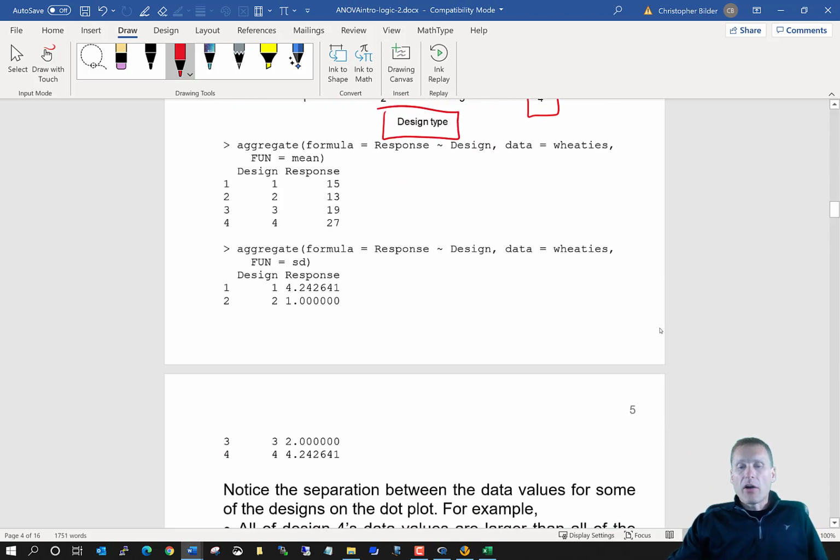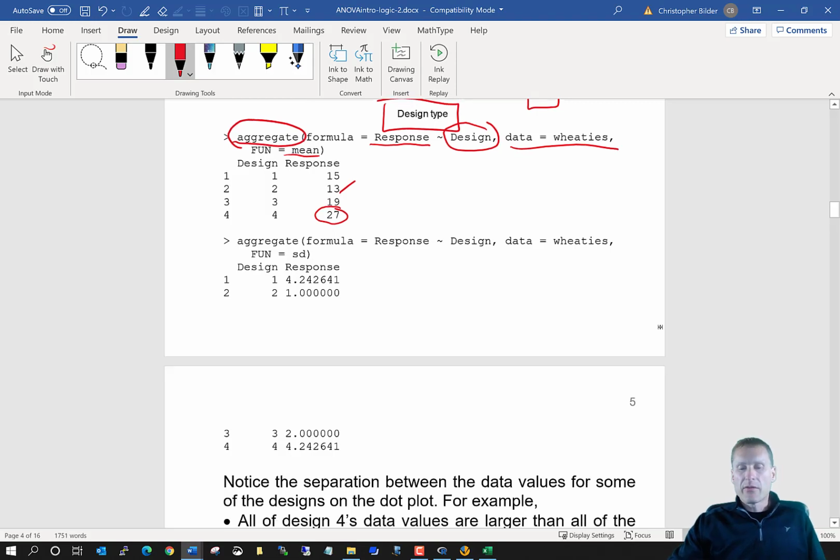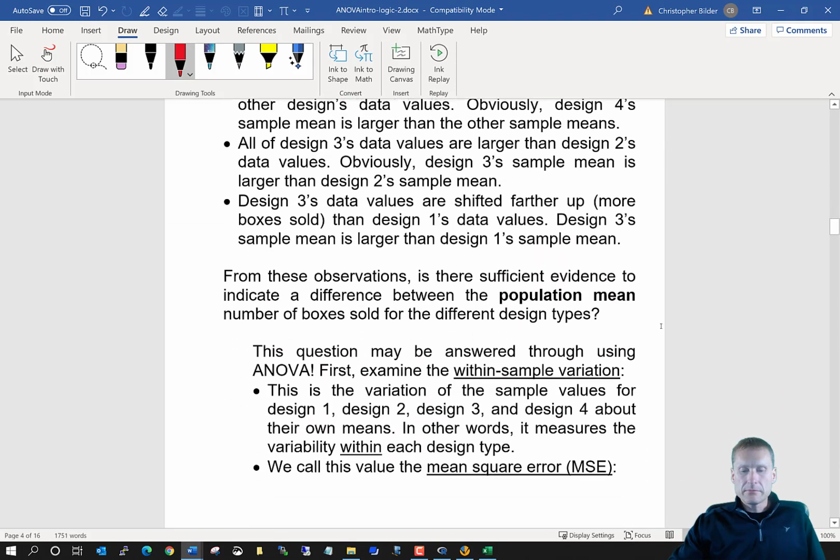Okay. We can also find then the sample means by design type. So we've used the aggregate function before to do that. What I want to aggregate is my response, the number of cereal boxes sold. I want to do it by design type. My data is in Wheaties, and the FUN function I'm going to work with is the mean function. And so we can see that for design type number 4, on average, 27 boxes of cereal were sold. For 2, only 13. You can also do a similar thing here for the standard deviation too. Okay.